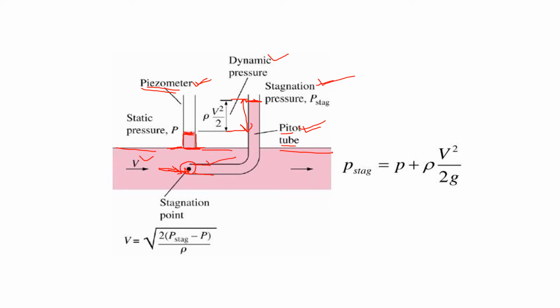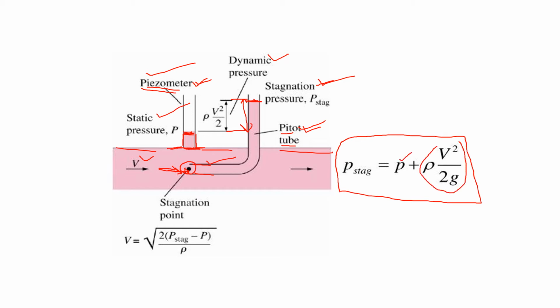If you go by this method, if you place your instrument in this fashion, we will get static pressure, meaning static properties. The difference of these two is called the dynamic properties. So here the stagnation property formula is written: stagnation property is static property plus some expression, rho v square by 2g.